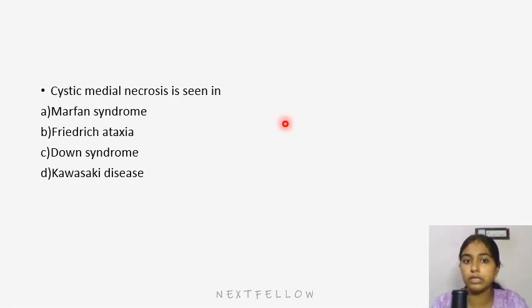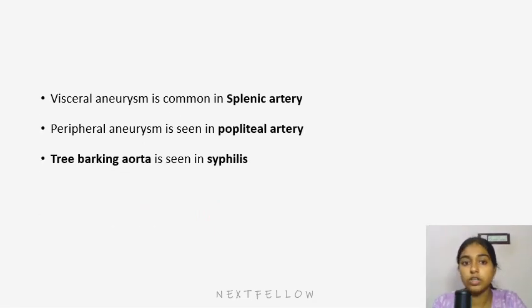Cystic medial necrosis is seen in option A, Marfan syndrome, option B, Fallot's atresia, option C, Down syndrome, and option D, Kawasaki disease. So the answer will be Marfan syndrome. These are the most important points which can be asked as MCQs. Visceral aneurysm is common in the splenic artery. Peripheral aneurysm is seen in the popliteal artery, and tree barking aorta is seen in syphilis.